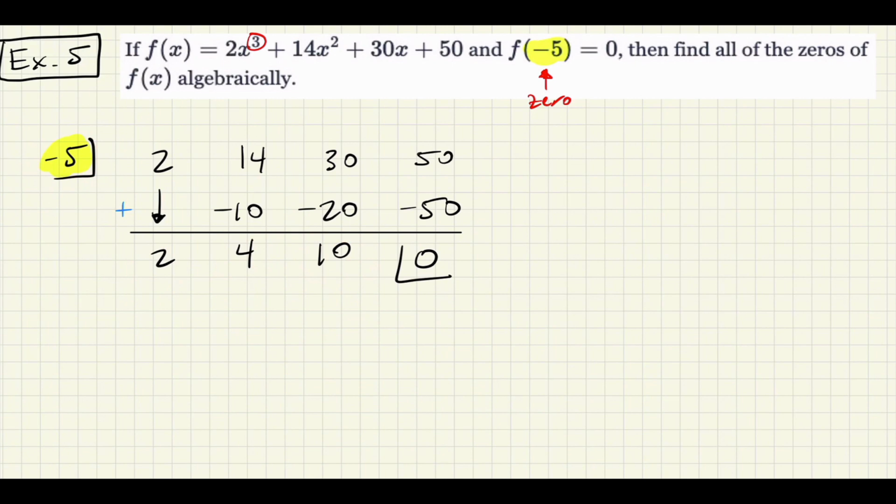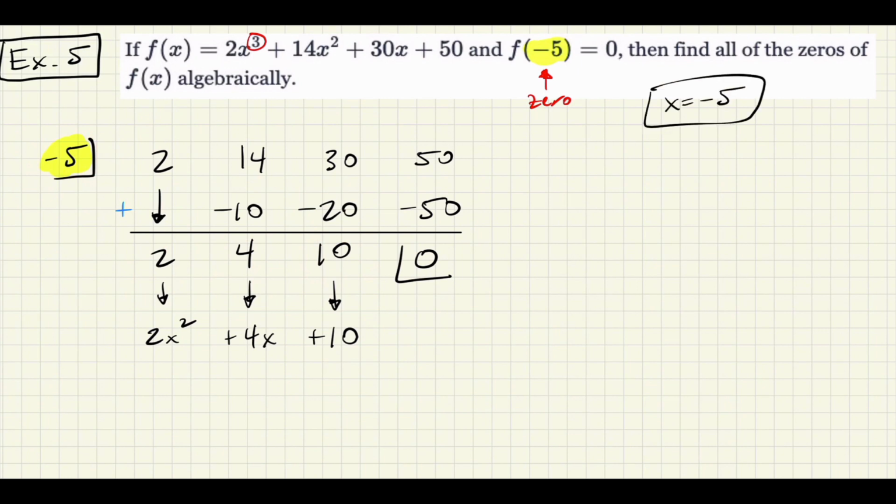Give them back their x's and x squareds and all that good stuff. So let's start with +10, it just becomes +10, it doesn't have an x. +4 is going to get an x. +2 is going to get an x squared. Okay, so I have one answer already, right? Let me write that up here. -5 is one of my answers. How do I get the other 2?